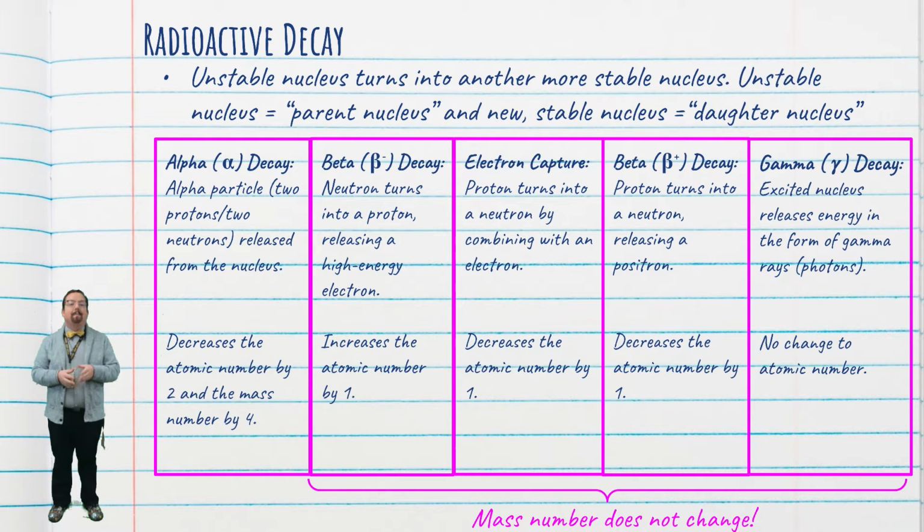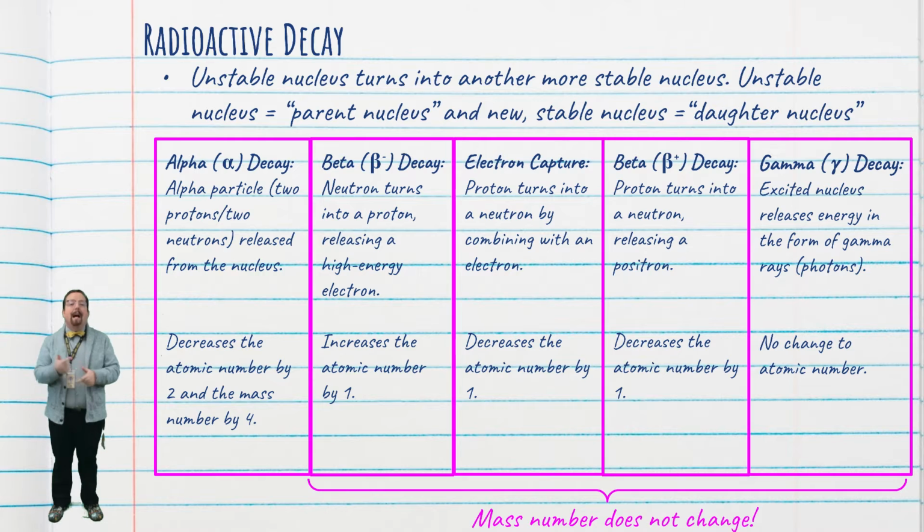This is known as beta minus decay, when a neutron turns itself into a proton by spitting out an electron. Since we're adding to the number of protons but keeping the total number of nucleons, or protons and neutrons, the same, our atomic number increases by 1, and our mass number stays the same. This is the only time our atomic number increases.